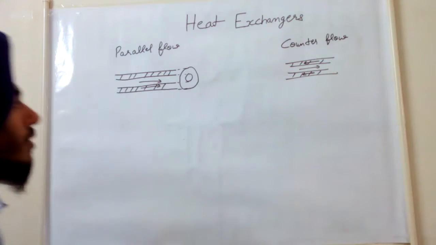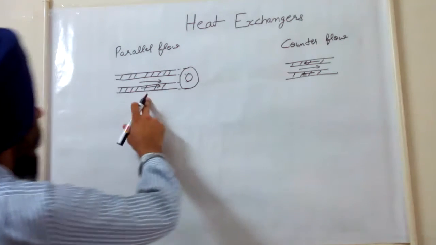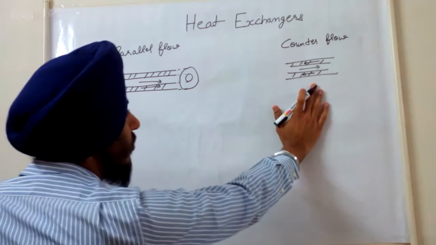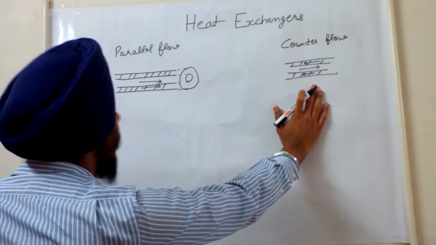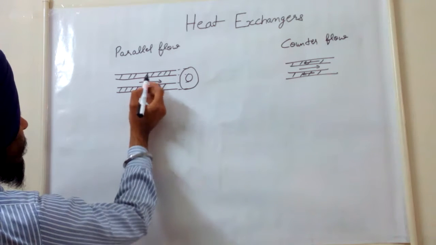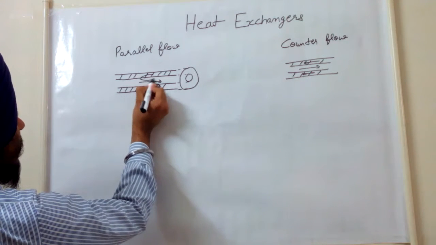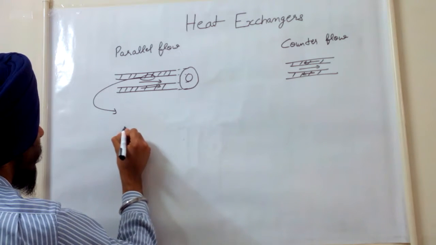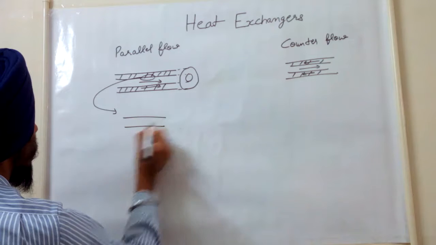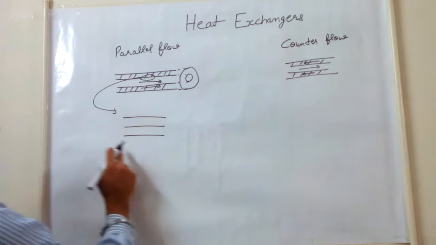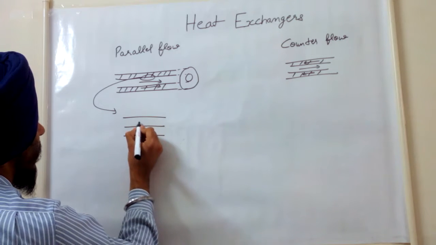the flow is opposite. You can clearly see here the flow in both the pipes is in the same direction. Here the flow in both the pipes is in opposite direction. Let me show you this area. This area I am enlarging here.